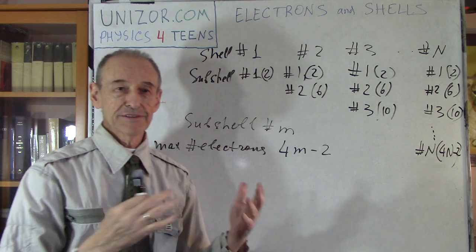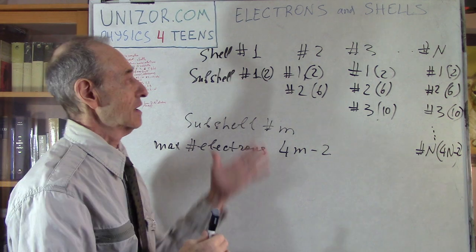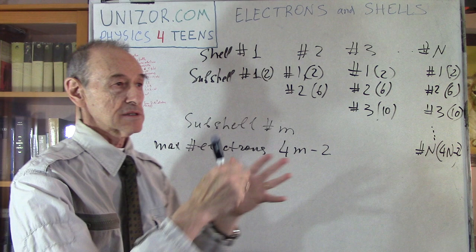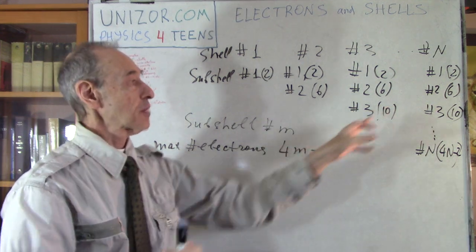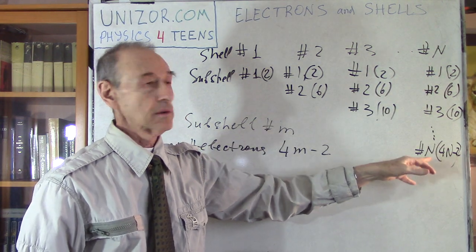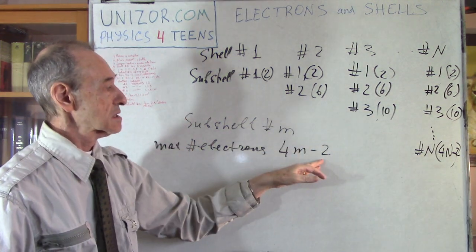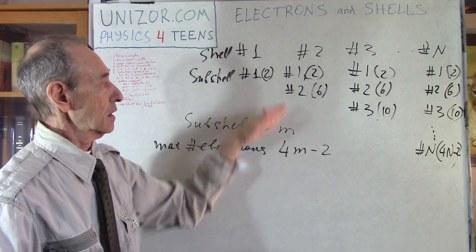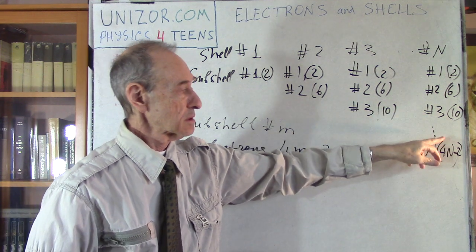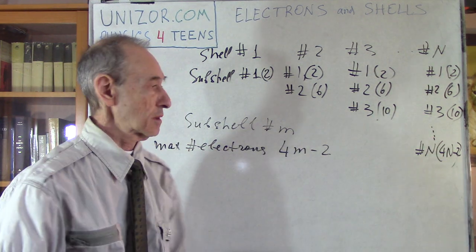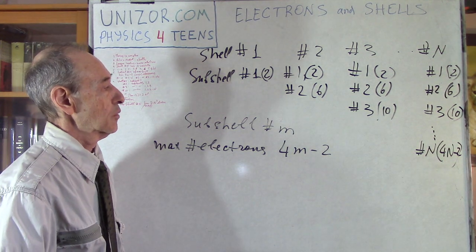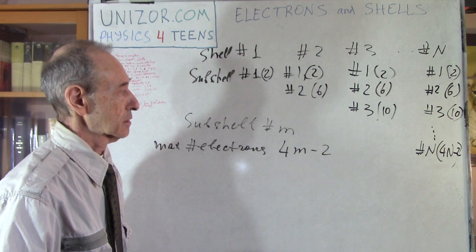It sounds like a nice system, right? The number of subshells increases as the shell number increases, in exactly the same way. And the number of electrons is also increasing by 4: 2, 6, 10, the next one would be 14, 18, etc. So this is the maximum number of electrons which a subshell can hold.